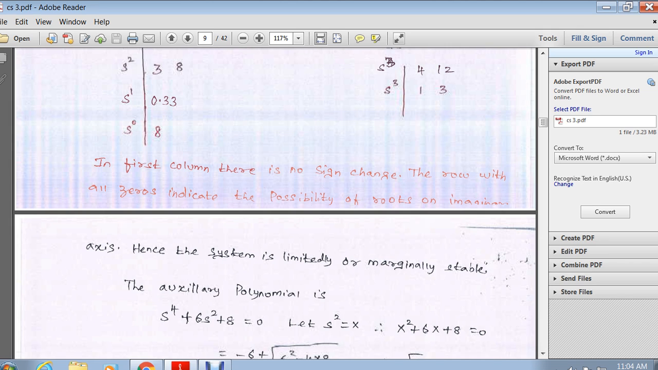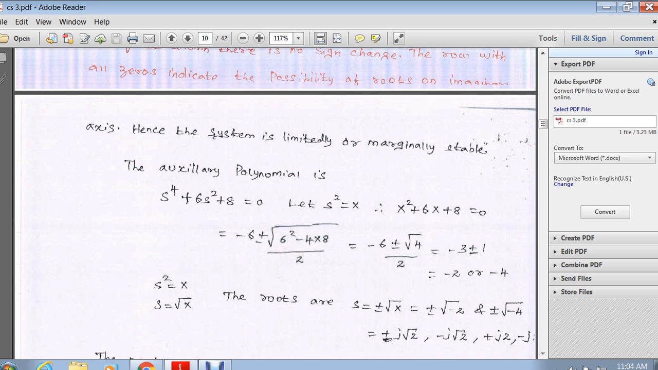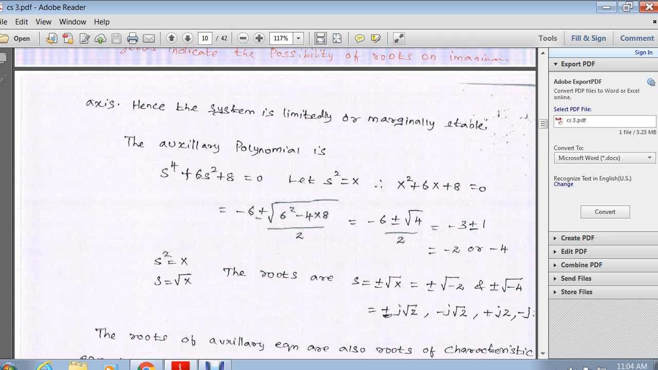The row with all zeros indicates the possibility of roots on the imaginary axis. Hence the system is said to be limitedly or marginally stable. In this case we need to find the roots also. Taking the auxiliary equation s^4 + 6s^2 + 8 = 0, by solving this equation we get s^2 = -2 or -4.